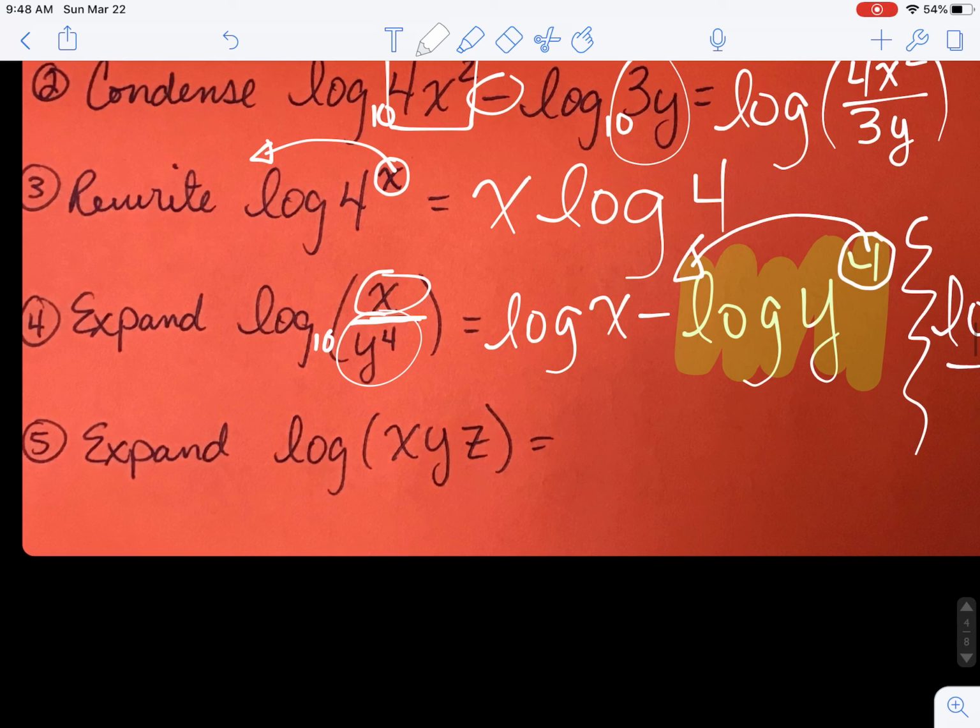In our last example, we are multiplying three terms in the parentheses here, x, y, and z. We can write that out as log x plus log y plus log z.